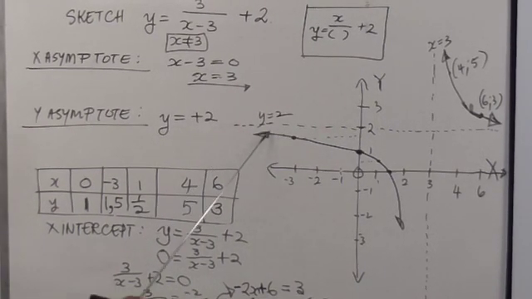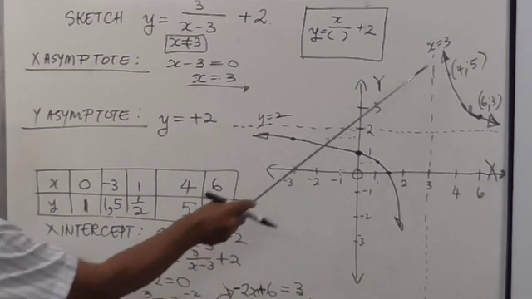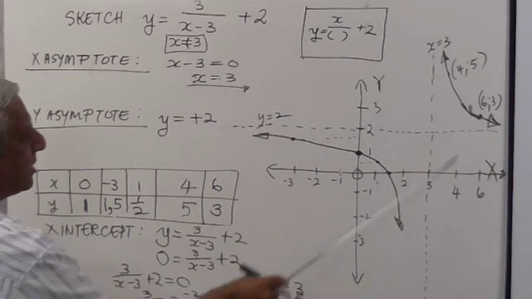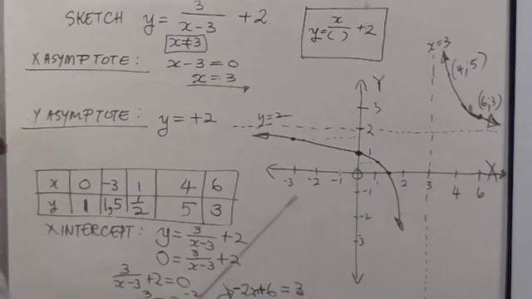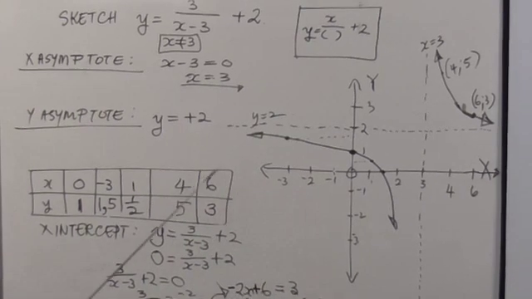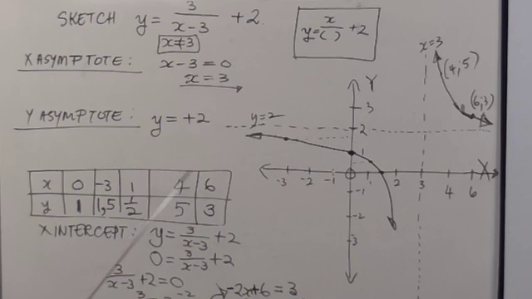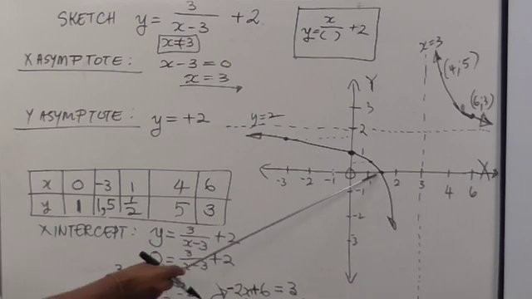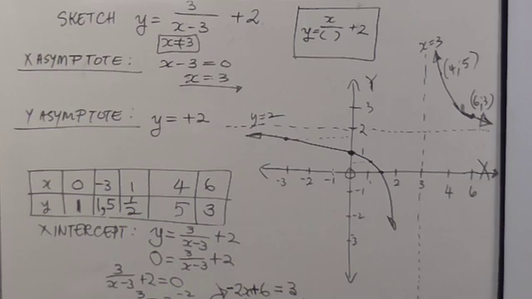Because you can see clearly that the graph will be in this space and the graph will be in that space. So in that space I can use 4 and 6. In this space I can use any one of these numbers, any one of these numbers less than 3. So that's why I chose those numbers. Alright, and then here I needed to find the x-intercept. So I made y equal to 0. I solved the equation and I found that the x-intercept was 1.5 and I put it there. Alright, so that's how you draw this graph.